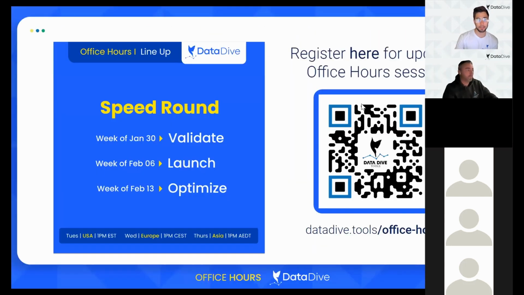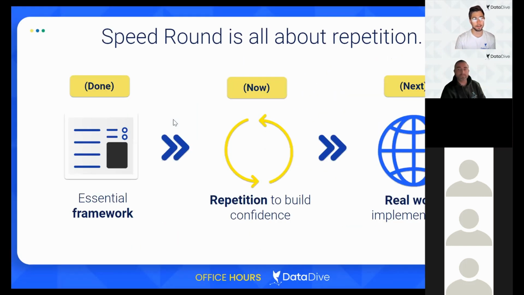What I will say is this is the second series, second set of modules that we have for Office Hours, and we call it Speed Round. So I think I show it on the next slide here. Speed Round is where we are right now. It's all about repetition and building confidence using the tool.